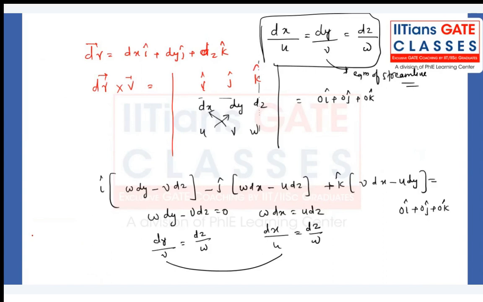Path line and streak line we will discuss in our next class. In this particular class, I will discuss one problem based on this concept that we have learned right now.